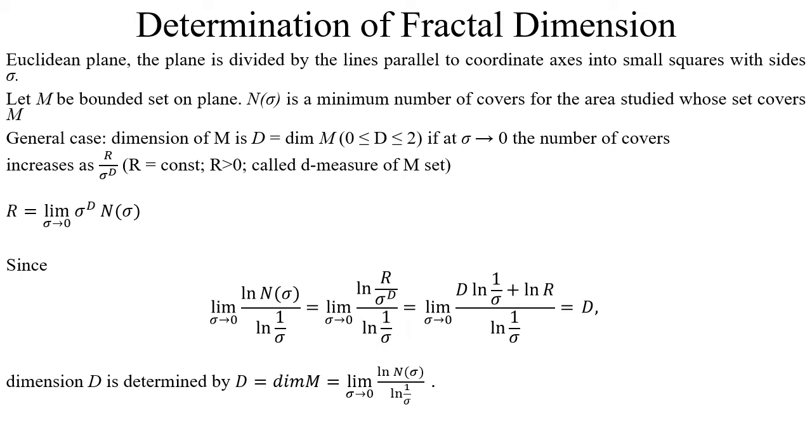In the general case, the dimension of the set M is D if, at sigma tending to 0, the number of covers grows as the ratio of R to sigma to the power of D. In this case, R is called the D-measure of the set M, and then the fractal dimension D can be calculated by the formula which is given in the lower part of this slide.